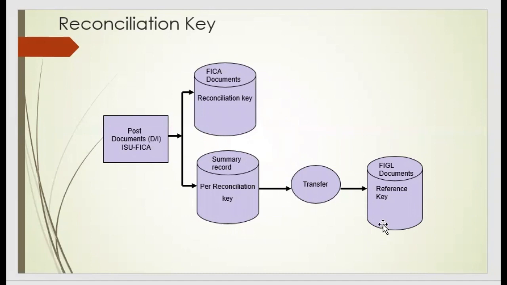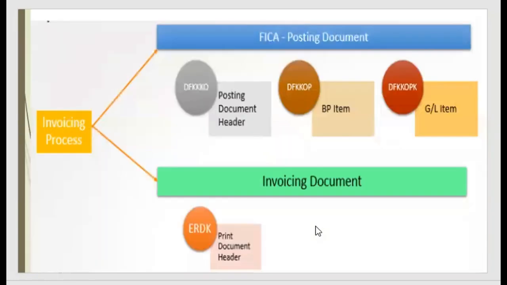So GL is nothing, it's a book where we enter all these transactions. And once these transactions are entered, we get a reference key. Now the reference key needs to be linked to your posting document number. Okay, now the posting document number is linked to your reconciliation key. The reconciliation key summarizes all the information and enters it into the GL. Okay, so if we proceed, how this entry happens is at the table level.